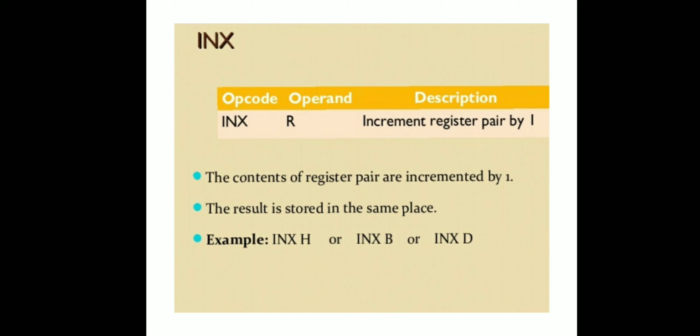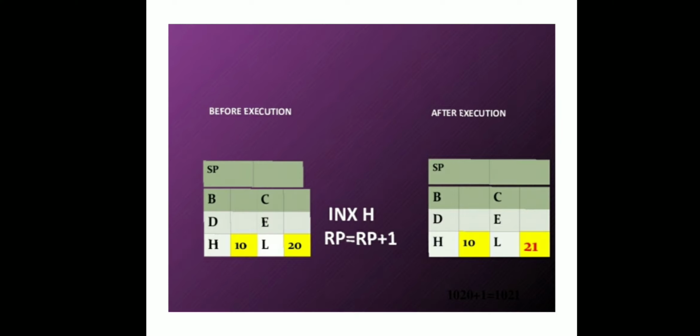INX. This is used to increment the data of register pair. The content of register pair is incremented by 1 and the result is stored in the same place. For example, INX H. After execution of this instruction, the content of HL pair register is incremented by 1 and the result is stored in the HL pair.